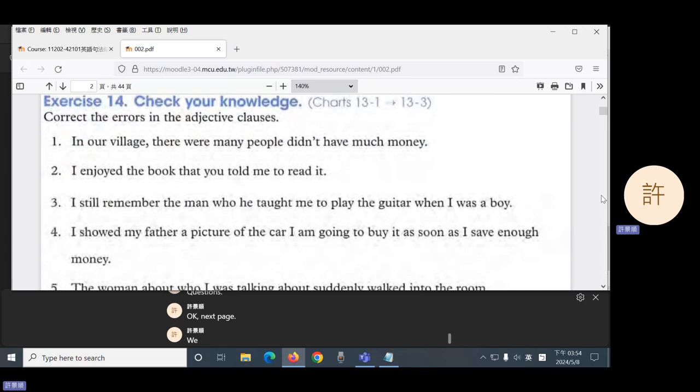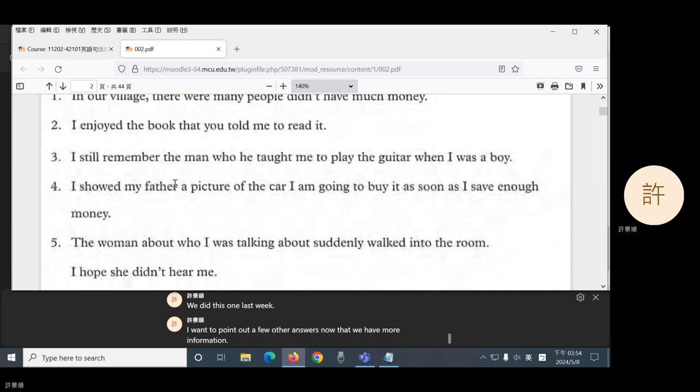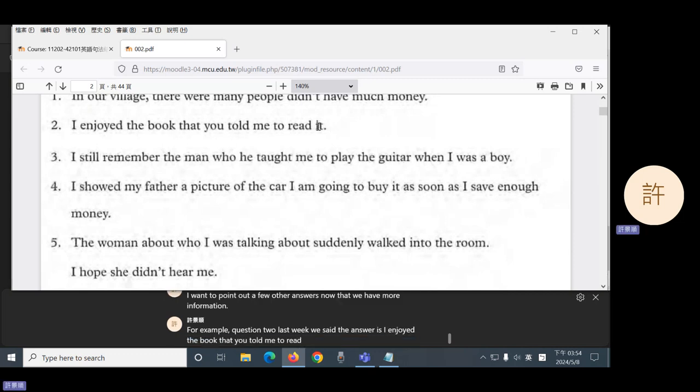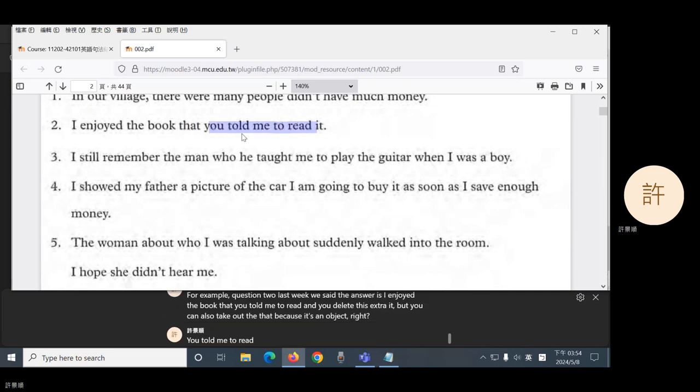We did this one last week. I want to point out a few other answers now that we have more information. For example, question two. Last week we said the answer is, I enjoyed the book that you told me to read, and you delete this extra it. But you can also take out the that because it's an object, right? You told me to read object. So you can say, I enjoyed the book you told me to read.